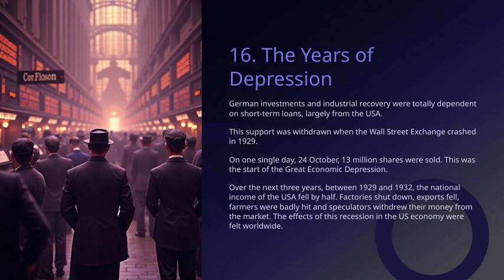Over the next 3 years, from 1929 to 1932, the U.S. economy shrank dramatically. National income dropped by about 50%. Factories closed their doors, exports plummeted, farmers suffered greatly, and investors started pulling their money out of the markets in panic. And the really important point here is how interconnected the global economy had become. The recession in the U.S. didn't stay confined. It rippled across the world, affecting economies everywhere. This period marked a significant turning point that would influence economic policies and global relations for years to come.